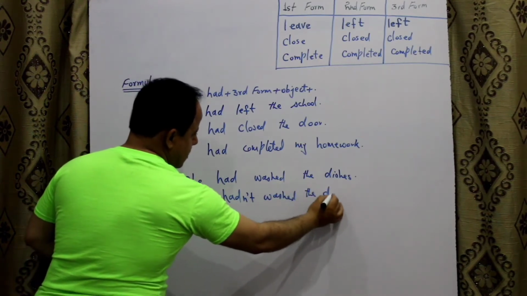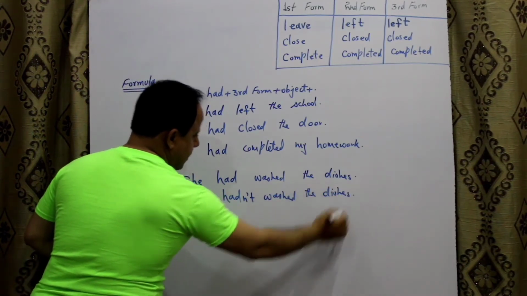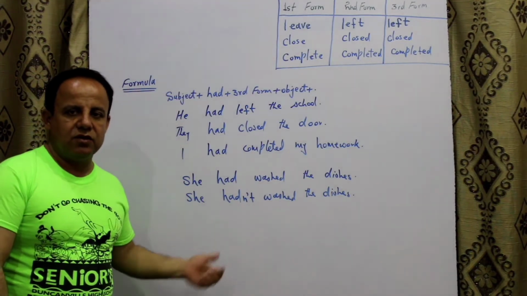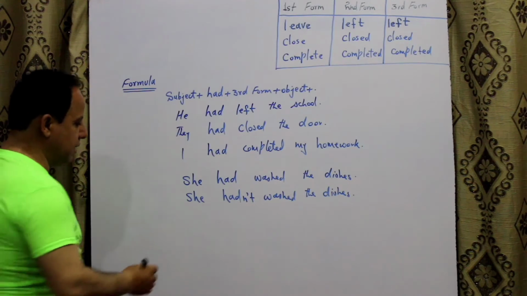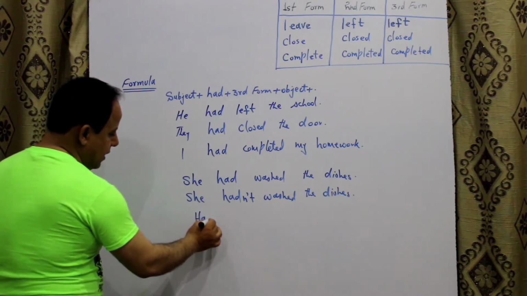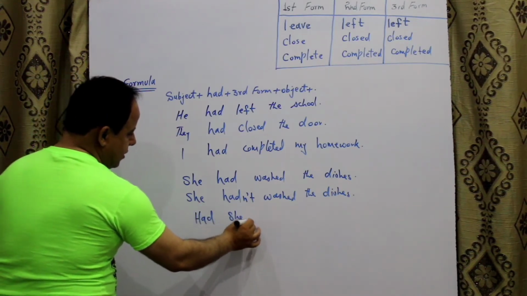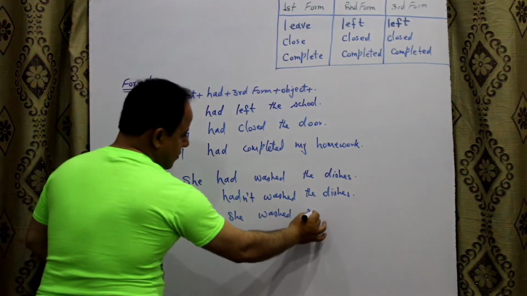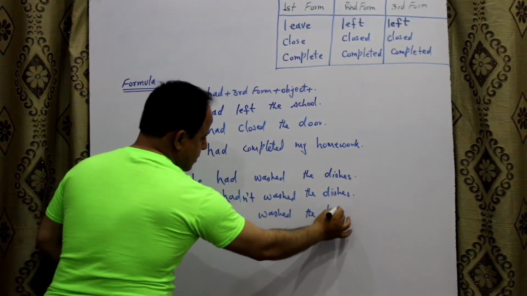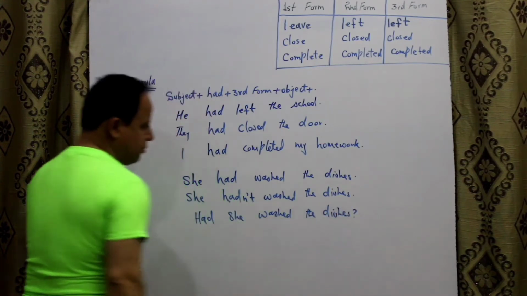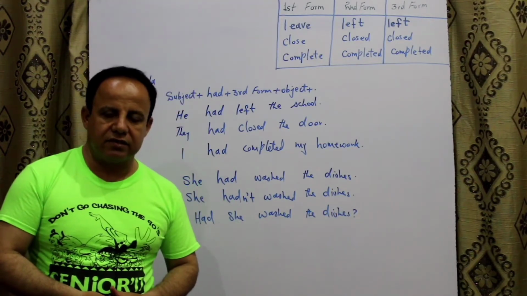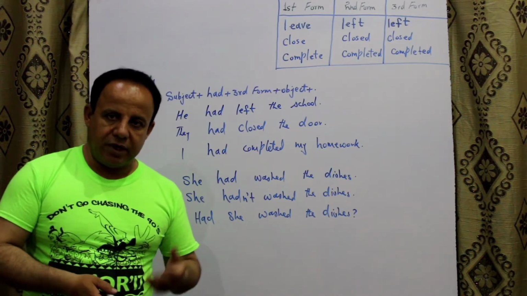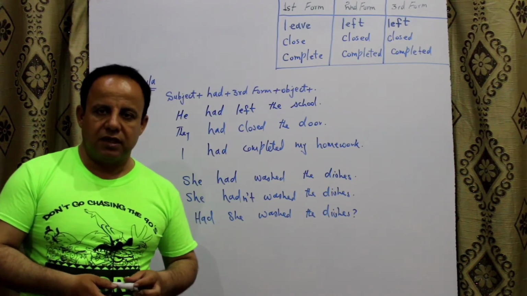Now how to make an interrogative sentence? We just bring had to the beginning of the sentence to make it an interrogative sentence, like had she washed the dishes, and at the end there's a question mark. Hope you got it. Now let's go to the next exercise, which will make you understand how to combine the clauses.